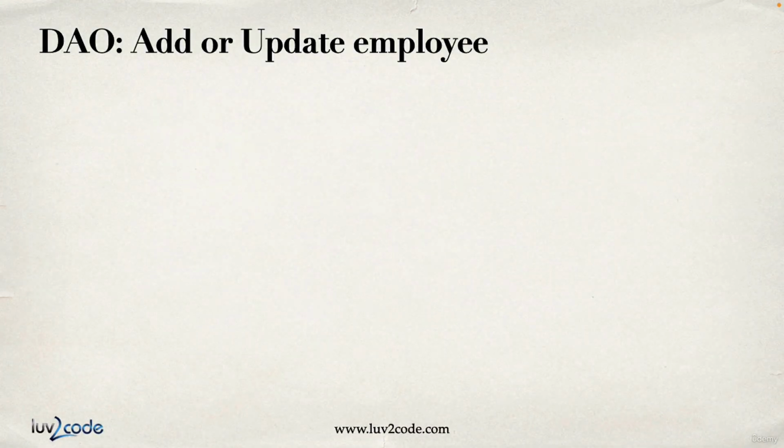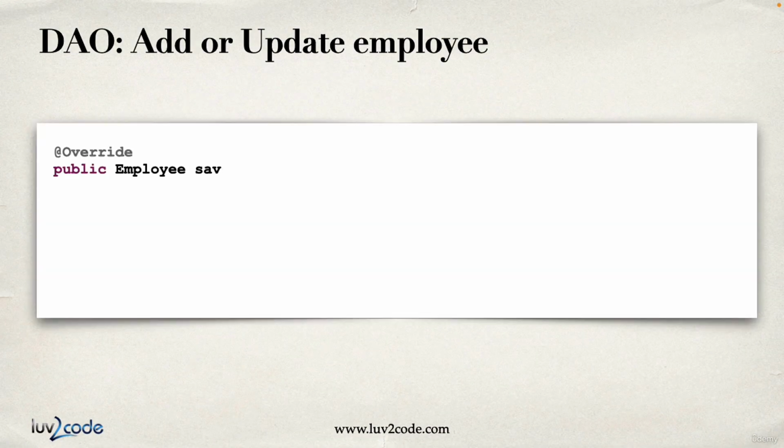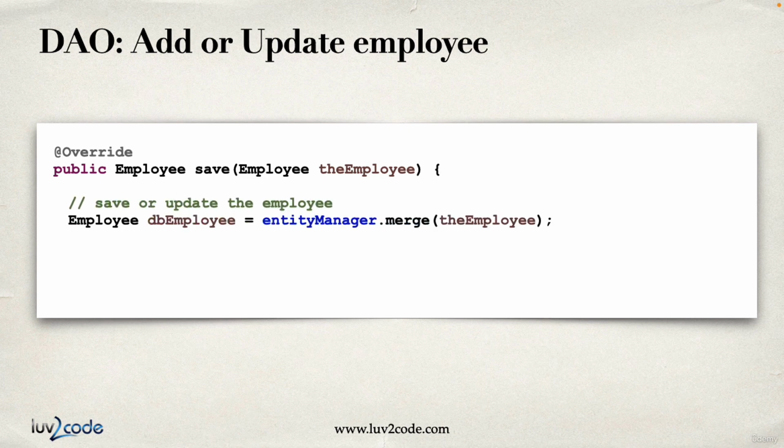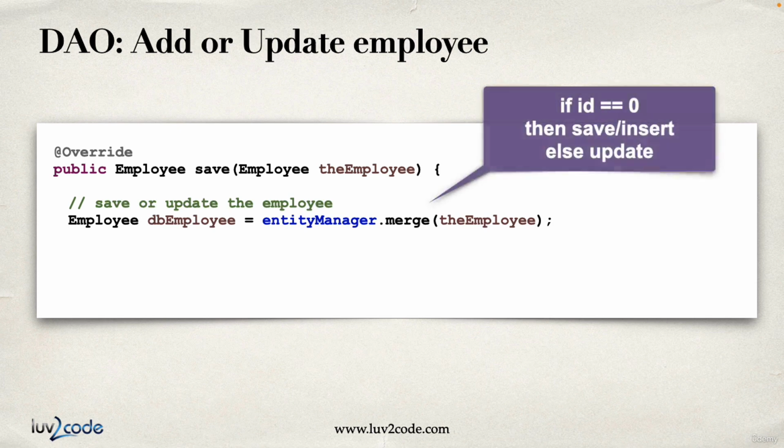And now the DAO method to add or update an employee. We'll have this method called save. We'll pass in an employee. And what we'll do is we'll make use of a save or update feature here. So we'll make use of this entityManager.merge and we pass in the employee.